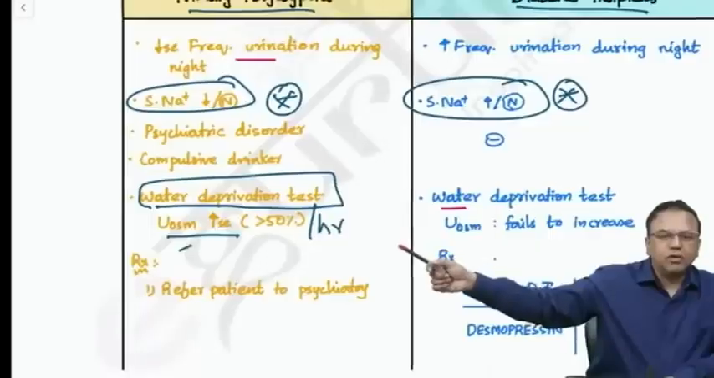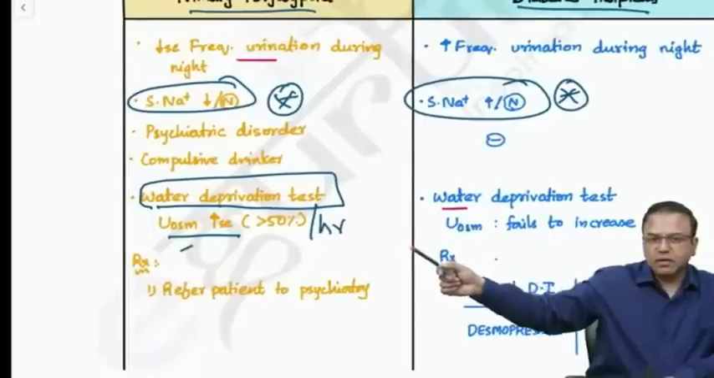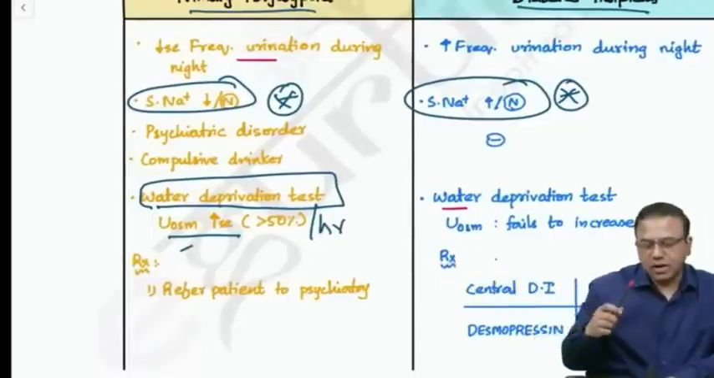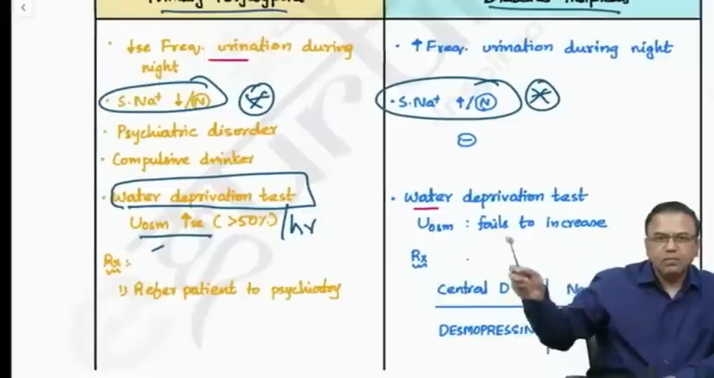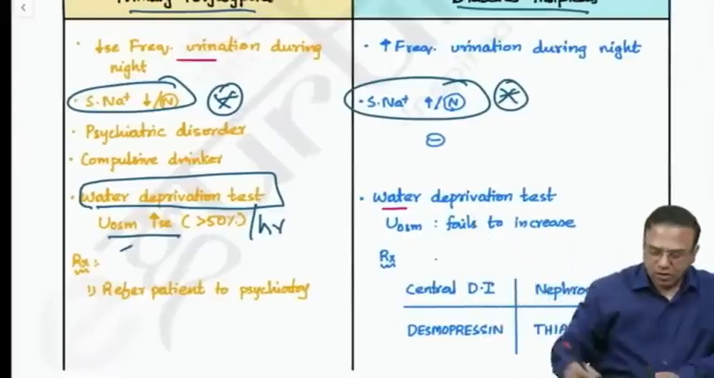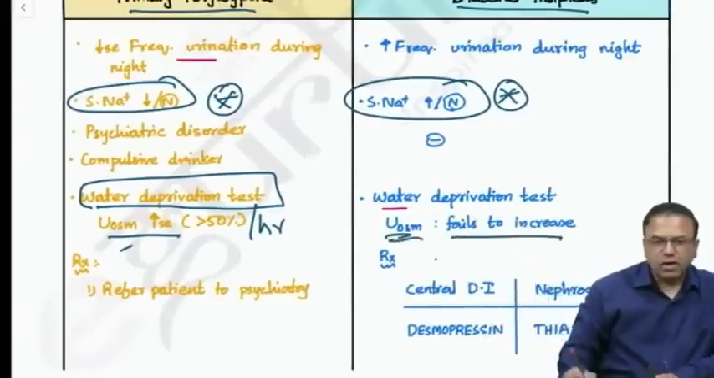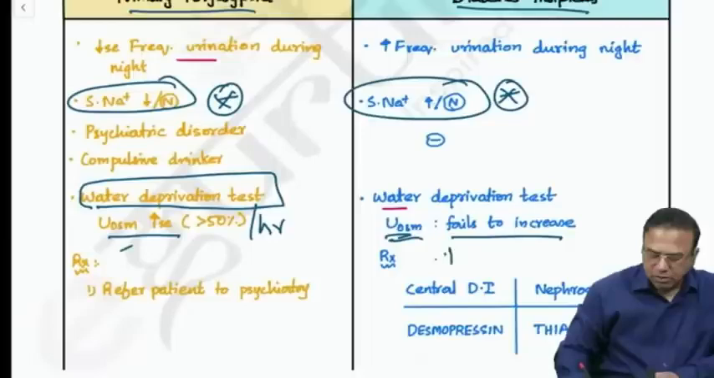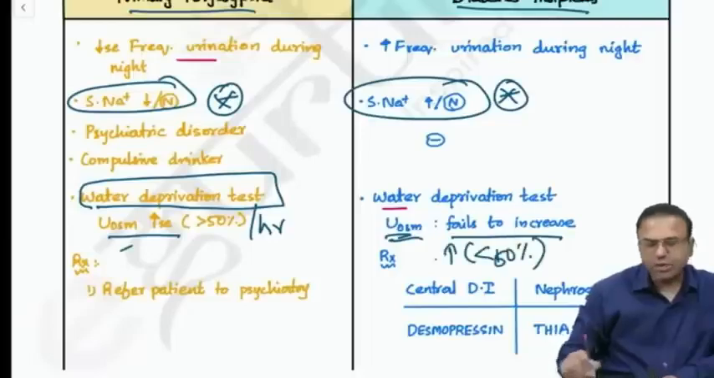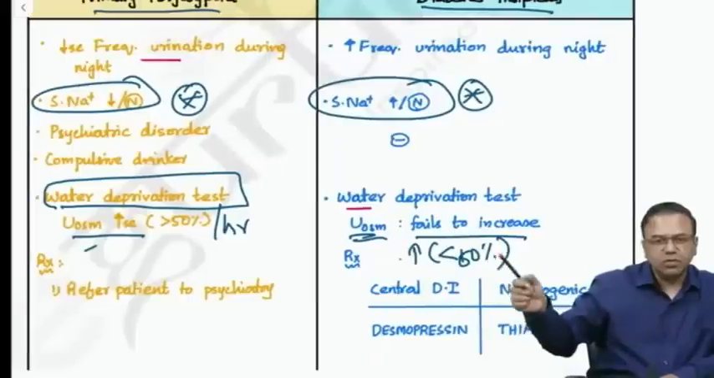So if you find that the urine osmolarity is increasing by 50% per hour, it indicates that the ADH system is working beautifully. But if you do water deprivation test and urine continues to remain dilute, it fails to increase. Sometimes the MCQ will tell you it will increase, but increase will be less than 50% per hour. So the trick over here is be careful. The increase in urine osmolarity is not much.